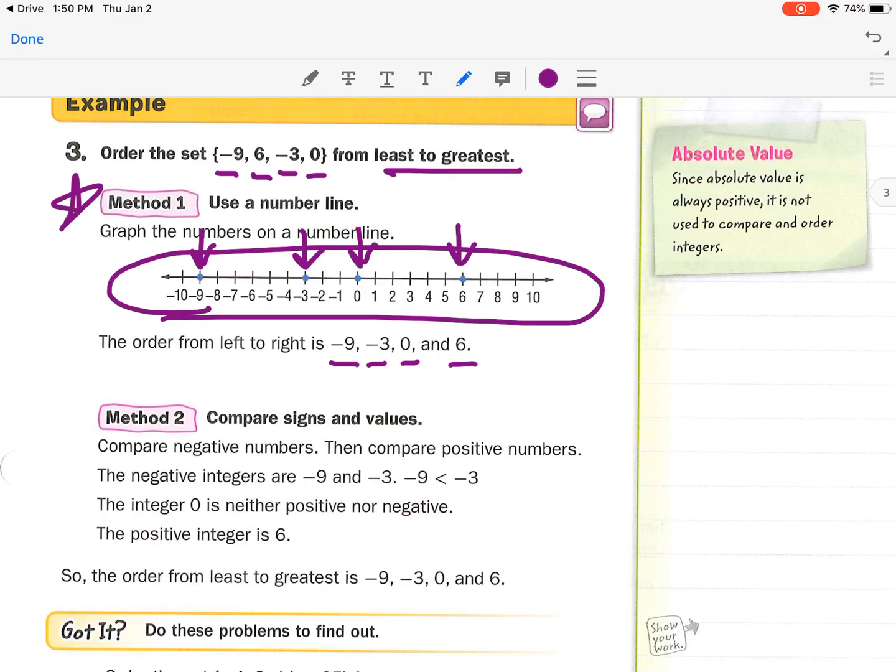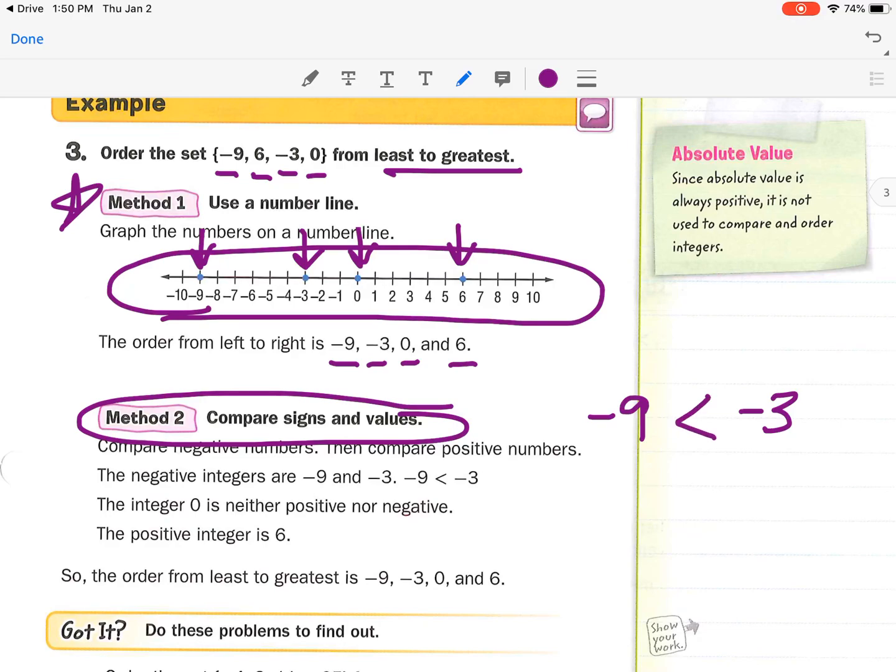The next thing that we could do is we could compare the signs and the values. So basically, we can look at the positives and then we can look at the negatives. So if I look at negative 9 and negative 3, I know that negative 9 is less than negative 3. And so therefore, I know that my negative 9 is going to go first. And then because of that, my negative 3 is going to be next because I have no other negative numbers.